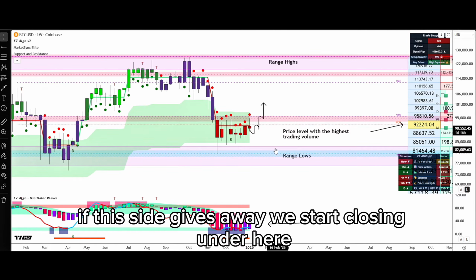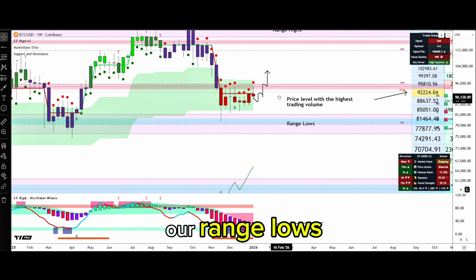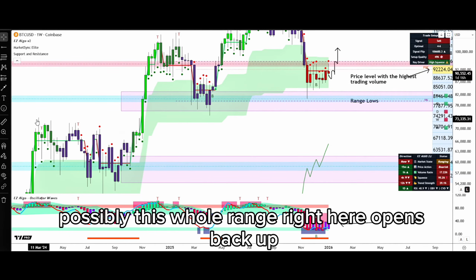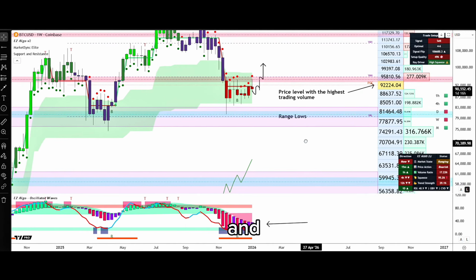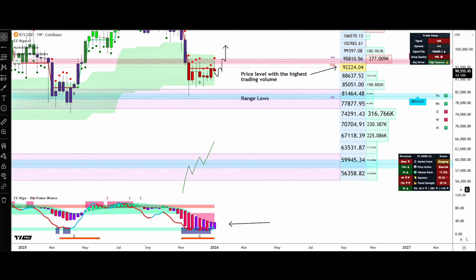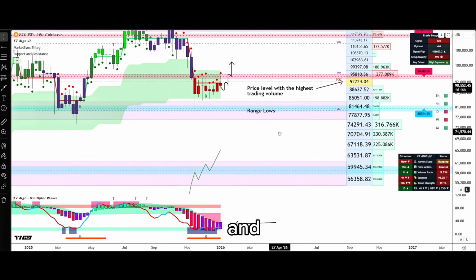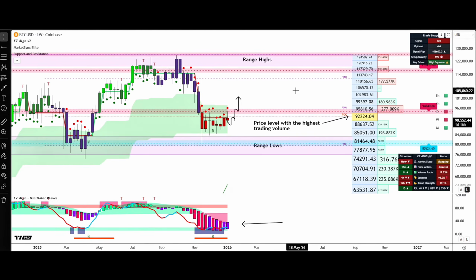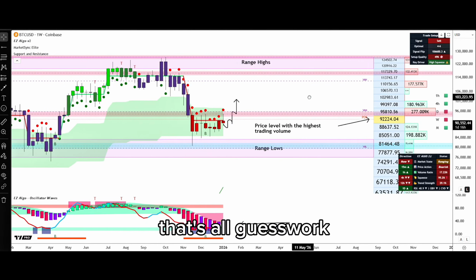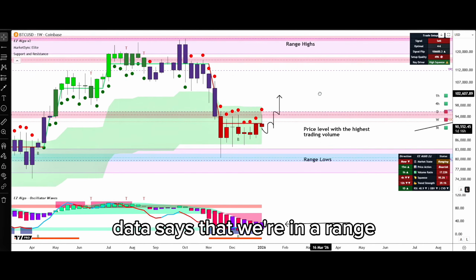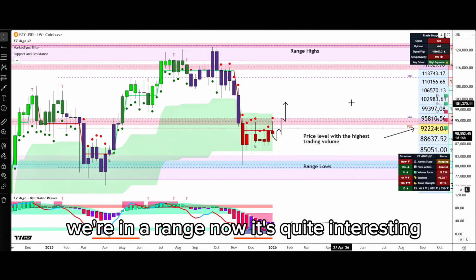If this side gives away, we start closing under here, our range lows. Yeah, then we can talk about possibly this whole range right here opening back up. And then we can be like, okay, maybe it goes to 70, maybe 67, 63, one of these higher levels. And we're going to look at new structure and we'll do it all over again. Does it break back above and go higher? But until then, that's all guesswork. Stick to what we have on the chart. Data says that we're in a range. Now it's quite interesting.